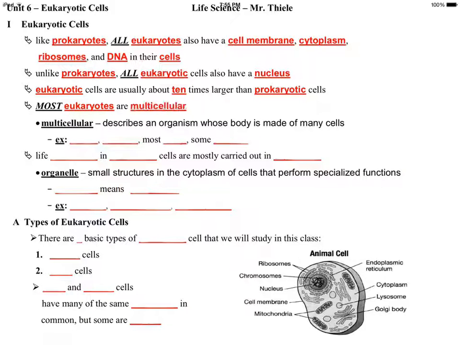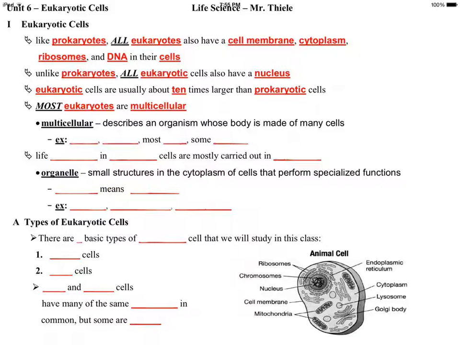And most eukaryotes are multicellular. So when I talk about eukaryotes, again, these are organisms whose cells are eukaryotic, or whose cells have a nucleus. And most eukaryotes are multicellular organisms, not single-celled organisms. If you recall, all prokaryotes are single-celled organisms, and we call all prokaryotes generically bacteria.